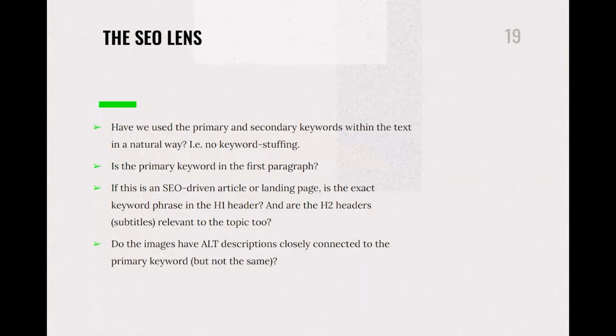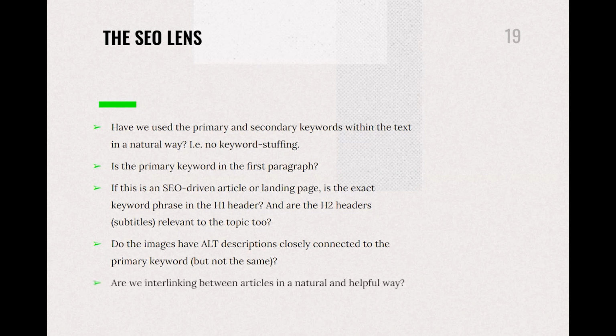Do the images have alt descriptions closely connected to the primary keyword, but not the same? So again, this might be the marketing manager's job, but if you want to give some SEO advice, and you've got images in that article, then you want to make sure that the keyword is in the alt description. Are we interlinking between articles in a natural and helpful way?